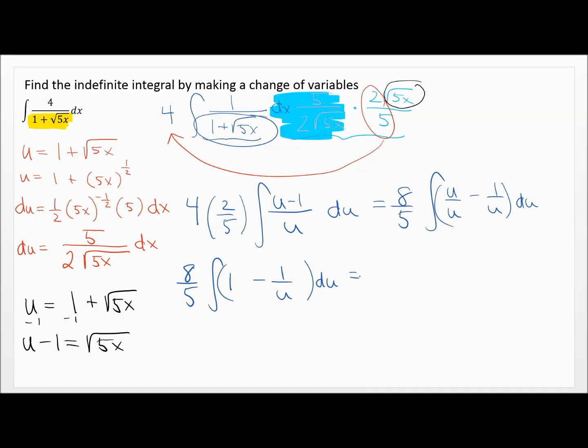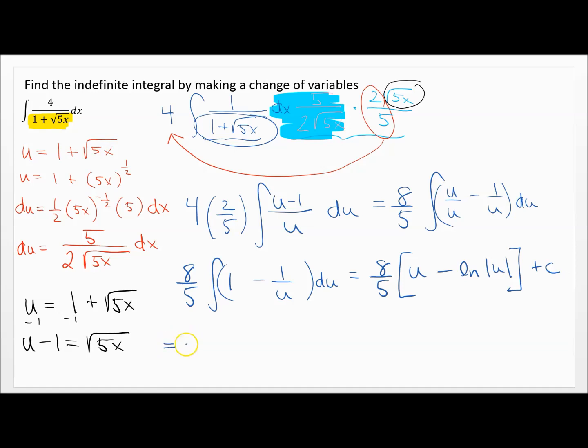Now I find the antiderivative. So the antiderivative of 1, we know is u, right? The antiderivative of 1 over u, which is what this section is all about, is minus the natural log of the absolute value of u. And don't forget the plus c on the outside. What do we do next? We found the antiderivative, right? So we substitute u back in.